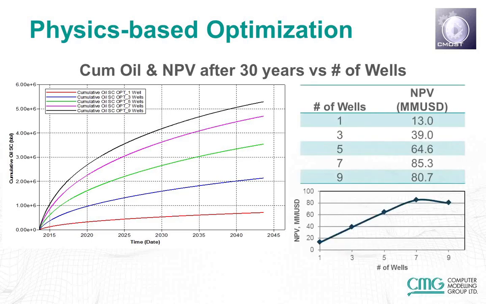CMOST will generate these cases as well as analyze the results and compare them to the drilling and completion costs associated with each well. We can then look at the NPV of each case and see which case is optimal. So we can see initially as we keep adding wells, we see an improvement in our NPV until we reach 7 wells per section, which in this case has the maximum NPV.